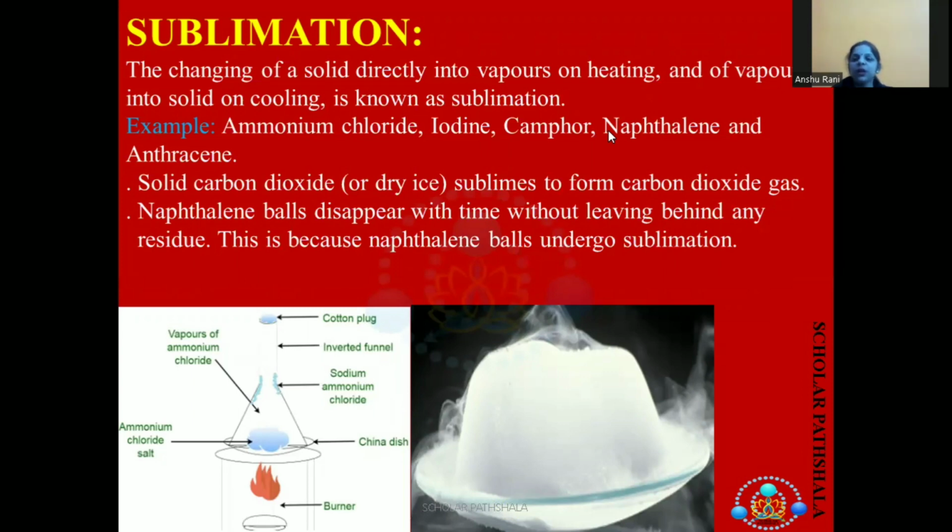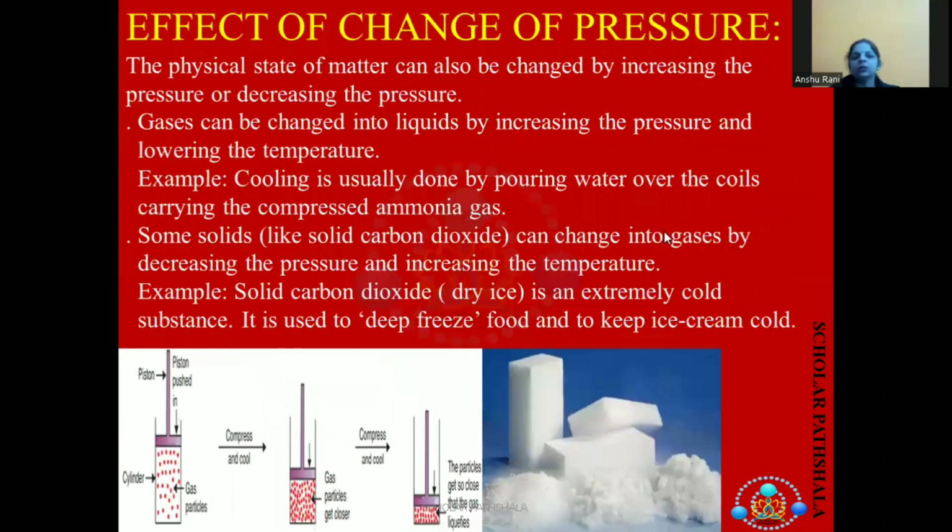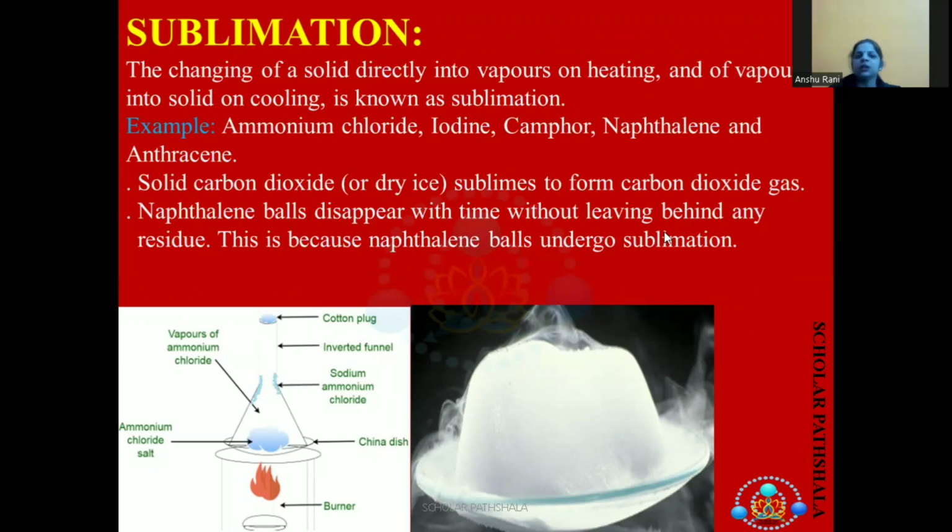The reason behind this is, in cases like naphthalene balls, the melting point is more than the boiling point. That's why before melting, the boiling point arrives and it converts into vapors. So in one season we keep clothes and put naphthalene balls in them, and next season those balls have disappeared. It does not leave any residue after them.